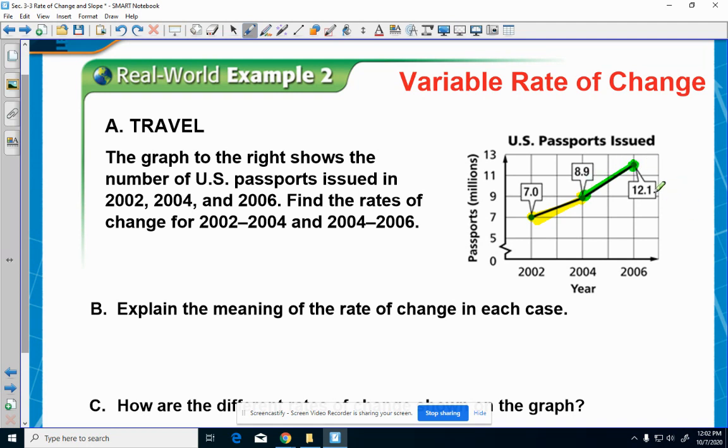These values in the top, they are not ordered pairs. That is a Y value of 7. That's 8.9. That's 12.1. So your X value, and those are your Y values. Take a second and see if you can tell me what the rate of change is in either the yellow or the green.